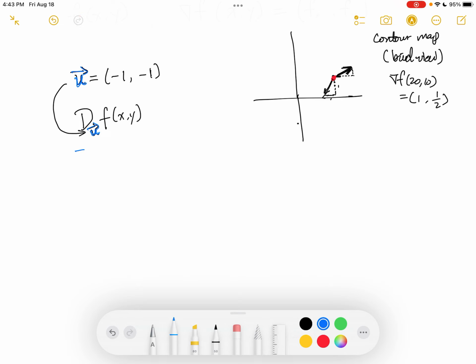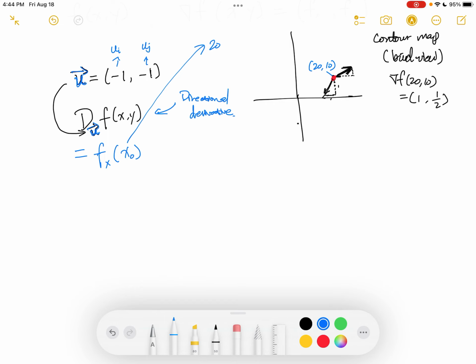So what this equals to, this is called the directional derivative. This is simply equal to f_x at x0, meaning x0 is 20, because we're looking at this point here. This point is (20, 10). And let's call the two components u_i and u_j.